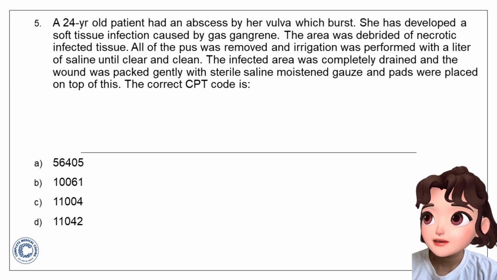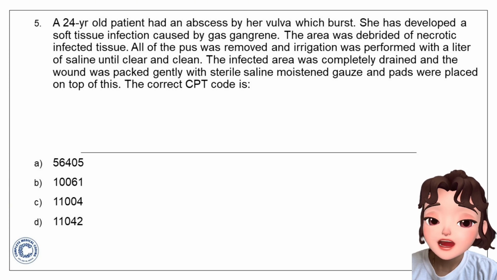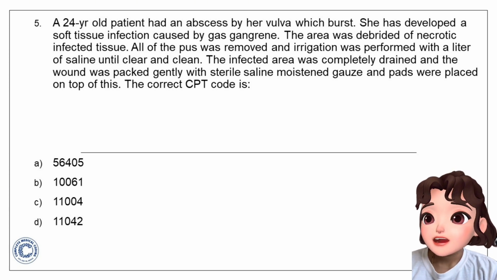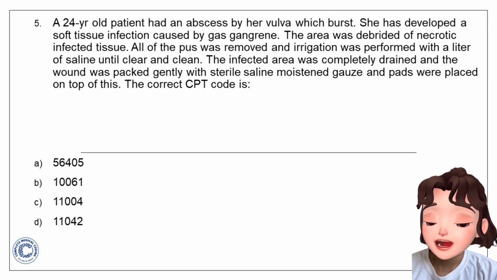So here we have to code for the procedure done. Only the CPT code they are asking. So what procedure is being done here? Debridement of the vulva area, removal of pus. Let's go to the CPT codes, one by one. What is the first option? 56405.